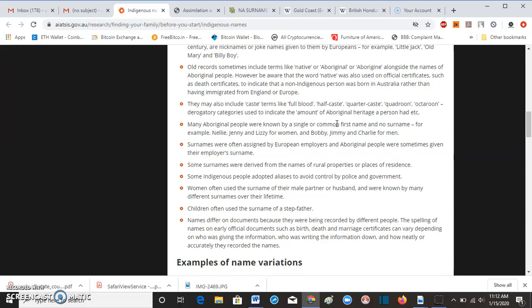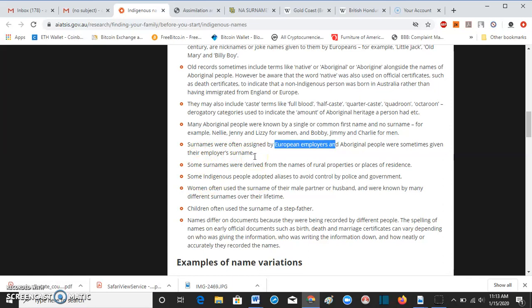All right. Now, over here, many Aboriginal people are known by a single common first name and no surname. It was the same over here. We had no surnames. Okay, these surnames were given to us. For example, Nellie, Jenny, and Lizzie for women, and Bobby, Jimmy, and Charlie for men. Surnames were often assigned by European employers, and Aboriginal people were sometimes given their employer's surname.